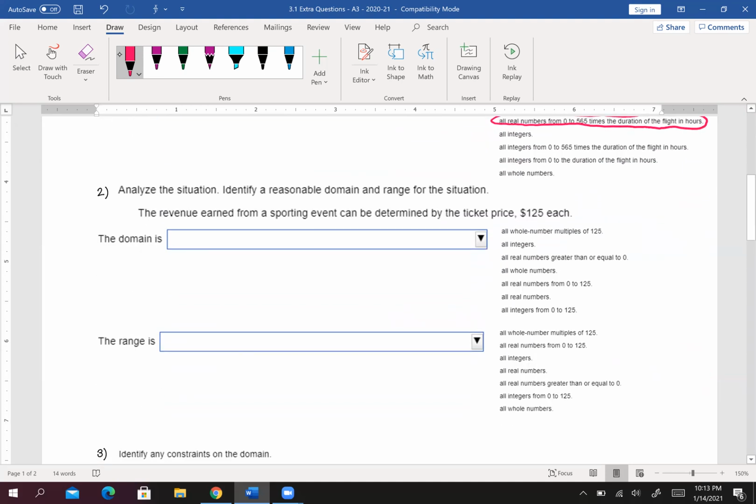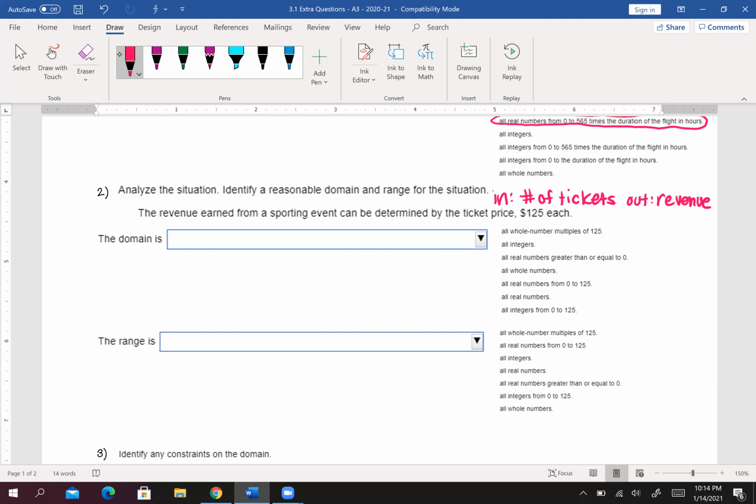Okay, number 2, same type of situation. We're finding a reasonable domain and range. The revenue earned, so the money that they're earning, from a sporting event can be determined by the ticket price, which is $125 each. So if you're thinking this through, I think in this situation we'd be plugging in the number of tickets. So I'm going to say in is number of tickets. And then they said what you're getting out is that revenue, the money earned. Okay, if you don't like revenue, you can just write money earned.